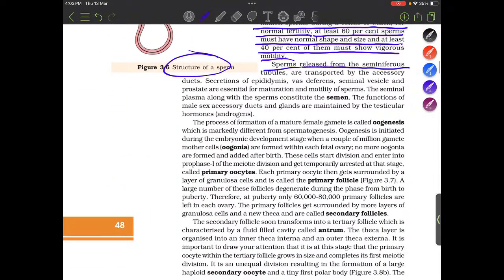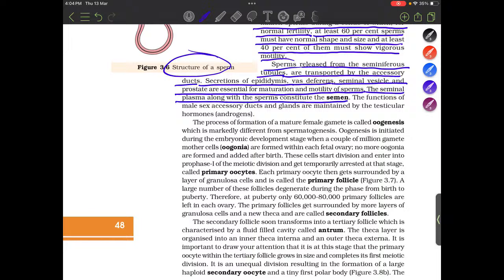Sperm released from the seminiferous tubule are transported by accessory ducts. Secretions of the epididymis, vas deferens, seminal vesicle, and prostate are essential for maturation and motility of sperms. The seminal plasma along with the sperm constitute the semen. The functions of the male sex accessory ducts and glands are maintained by the testicular hormone androgens.